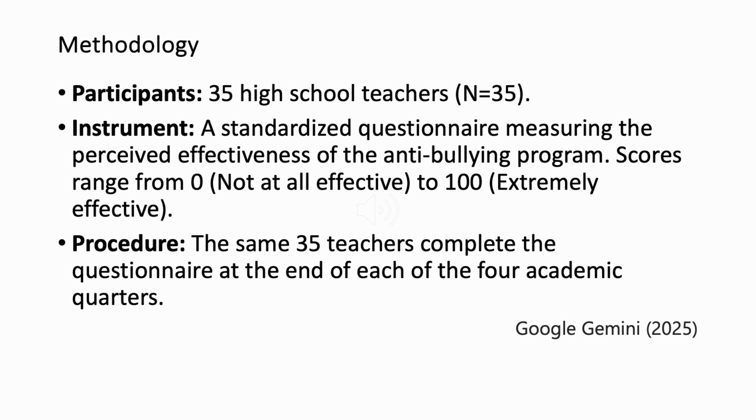This tool asked teachers to rate the effectiveness of the Panther Pride anti-bullying program on a scale from 0 to 100, where 0 means not at all effective and 100 means extremely effective. This gives us a continuous dependent variable, which is ideal for statistical analysis. As for the procedure, each teacher completed the questionnaire at the end of every academic quarter, so that's 4 times in total. This repeated observation of the same group is what makes the study longitudinal and suitable for a repeated measures ANOVA, which we'll discuss in more detail shortly.